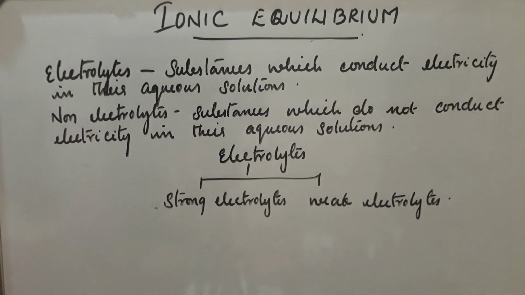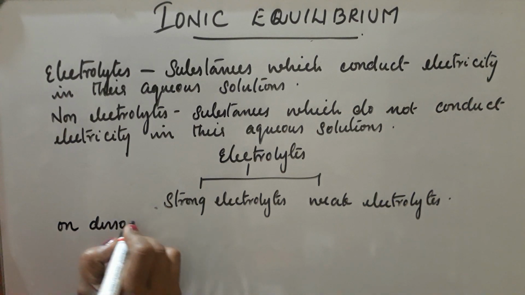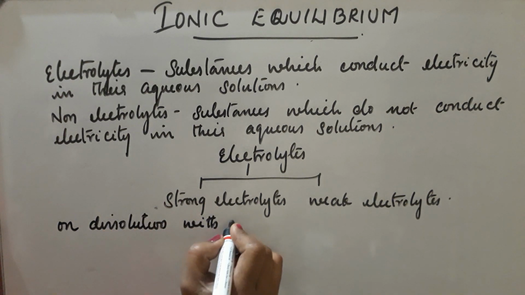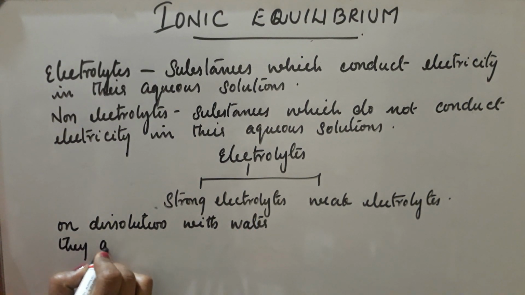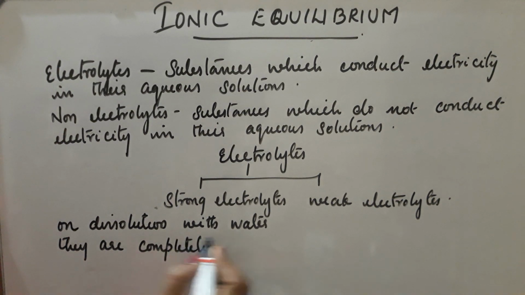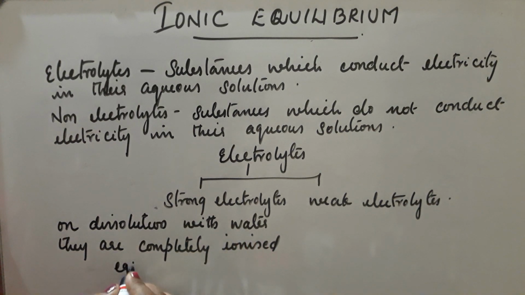100% ionization takes place, for example, in the case of NaCl in aqueous solution. So, on dissolution with water, they are completely ionized. Example, NaCl in aqueous solution.